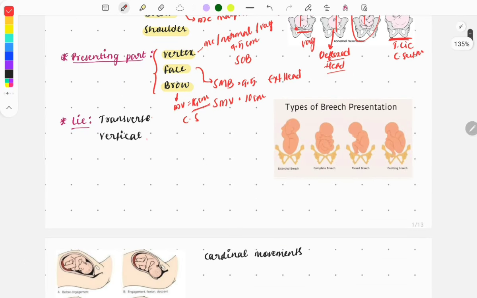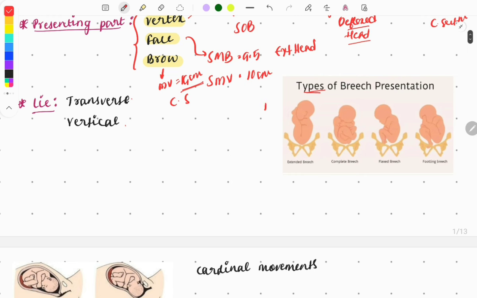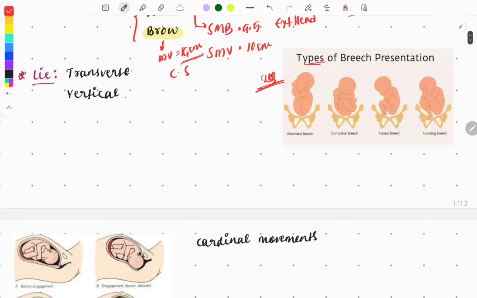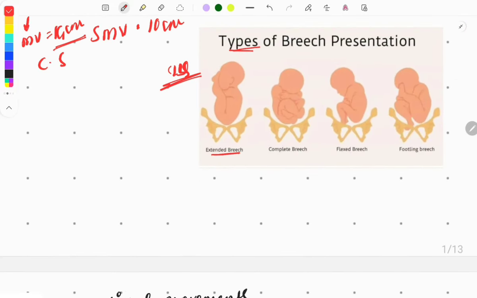Then moving on, we will discuss the types of breech presentation, because image based questions are asked on this. Any image will be given and they will ask you which type of breech presentation it is. Okay, so the first image, the extended breech, in which the legs are extended. This is also called the frank breech. Then the complete breech, then the flexed breech, and then the footling breech.